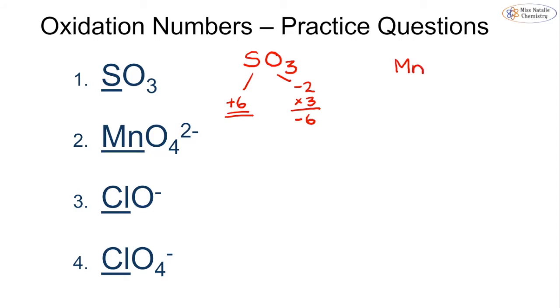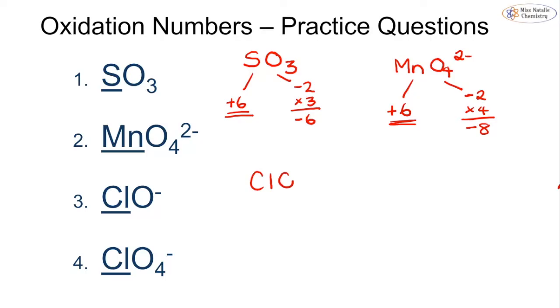If we look at MnO4, which is 2-, again, my oxygen has to be -2, and I have 4 of them, which gives me a charge of -8. I need to then work out what the manganese is going to be. So I need to get my overall charge to be -2. So if I have a -8 charge, I want to get up to -2. So to do that, I need to have 6 positives. So my manganese has an oxidation number of +6.